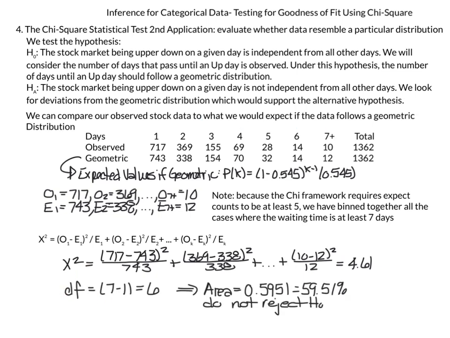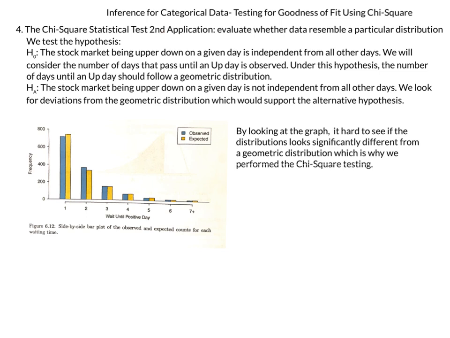Our degrees of freedom is the number of groups minus 1, so that's going to be 7 minus 1 is 6. So we look up in our chi-squared table, and we see the area is 0.5951, which is equal to 59.51%. So the probability of seeing this type of distribution seems quite high, like 60%. So we do not reject H0, meaning there's not enough strong evidence to support that the days are dependent. There's no predictability.